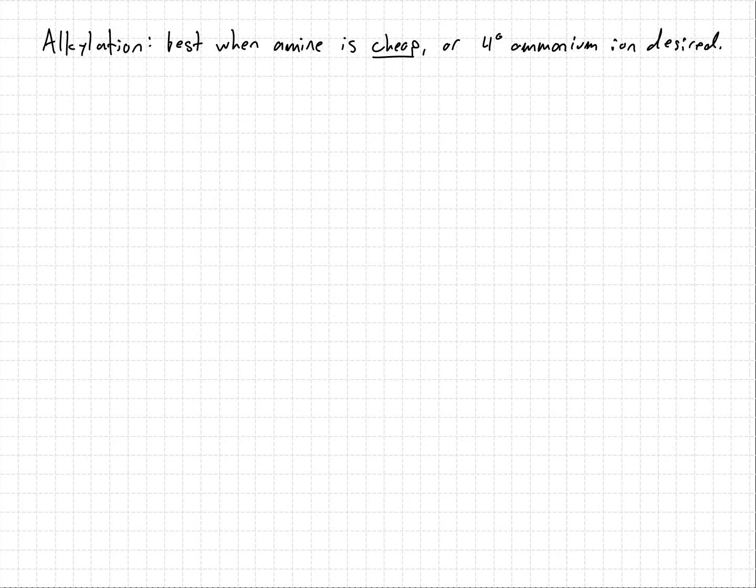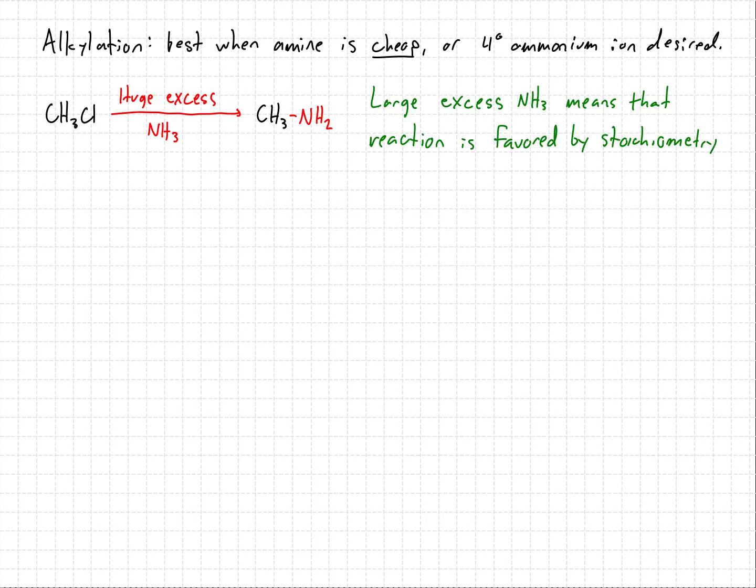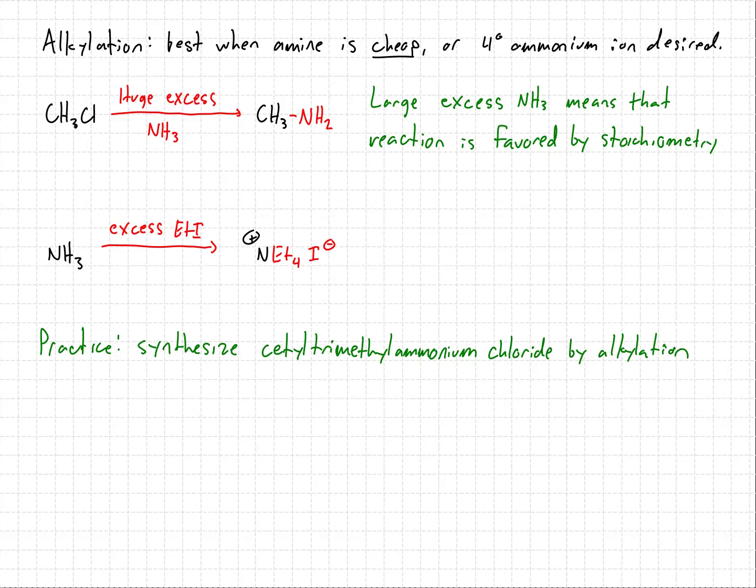It can work if the amine is very, very cheap and readily available, or if you want the quaternary ammonium ion. For instance, if we are trying to alkylate ammonia, we could just use an enormous excess of ammonia, as ammonia is extremely inexpensive. If we do this, that means that the reaction with ammonia is going to be favored by stoichiometry over the slight rate increase that we get by alkylating the compound. The other thing that we can do with this process is make quaternary ammonium salts by exhaustive alkylation.